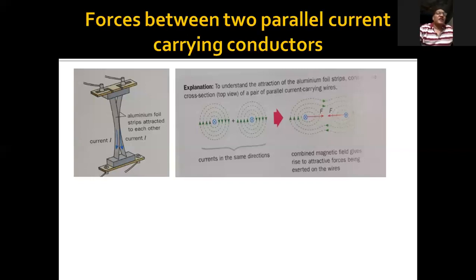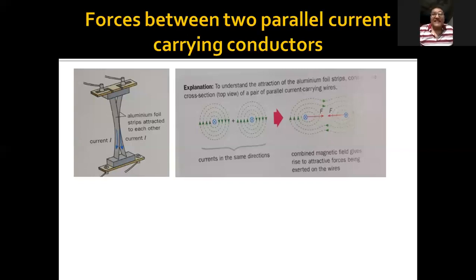For example, here I have shown two conductors. Both the conductors are represented with a cross. A cross means in this conductor, the current is going into the page. In this conductor, the current is also going into the page. So both the conductors are parallel to each other, and they both have the same direction of the current. Here, the direction of the current is into the page, into the screen, into the plane.